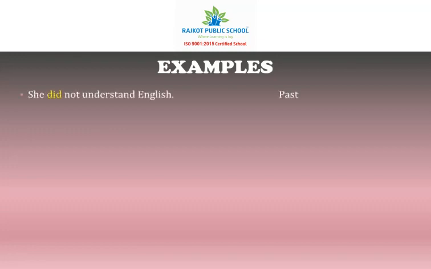First, she did not understand English. In this sentence, you can see the word did, and did belongs to past tense. So this is a past tense sentence. Next, do you play? The word do comes in present tense. So this sentence belongs to present tense. She will come to the concert. Here we can see the word will. That means it is a future tense sentence.